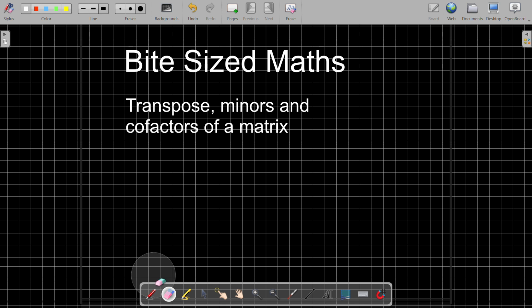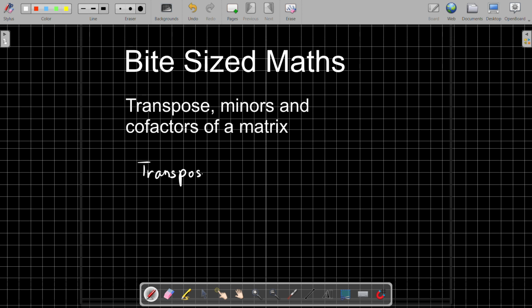Today we will be covering the topic of matrices, and specifically speaking, we will be covering the topic of transpose, minors and cofactors of a matrix. So let's get started. So the first topic of the day is transpose.